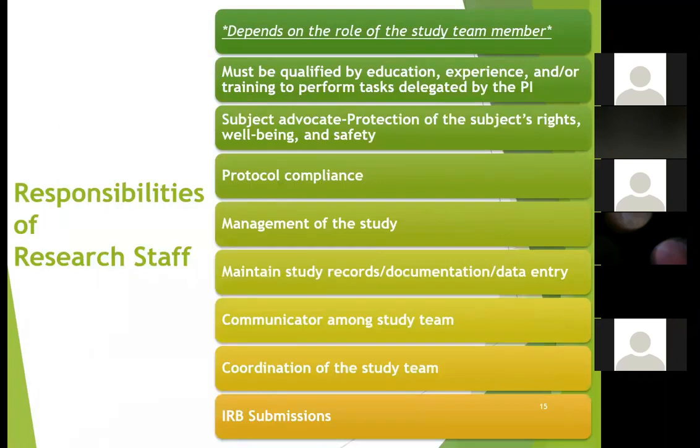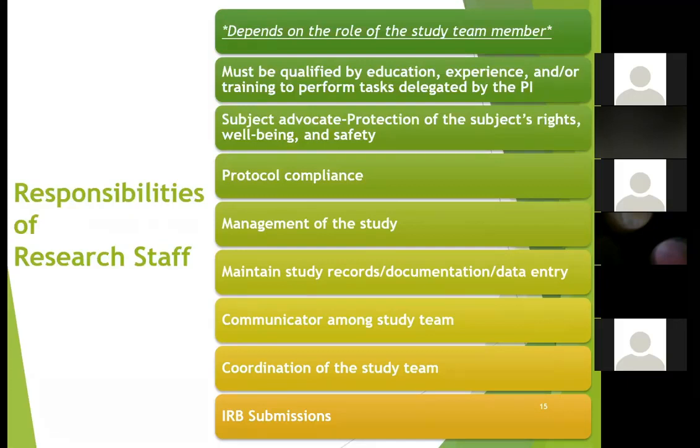What are some of the roles we assume as a study team member? Well, of course, like we've mentioned, that depends on the role you are undertaking for a particular study. Again, for any delegated task you're assigned, you got to be qualified. We should assume the role of subject advocate. Number one, protecting our subjects. Comply with the protocol and procedures. And no matter our role, we probably all will be responsible for maintaining some type of documentation or documents relating to our assigned task. And communication and coordination between study team members are key for a successful study.